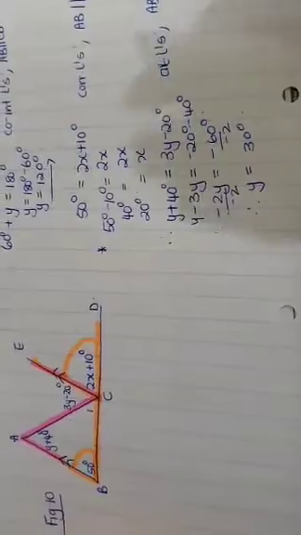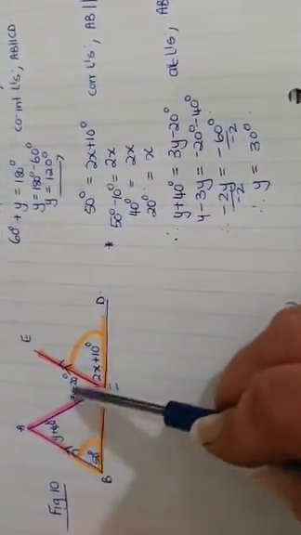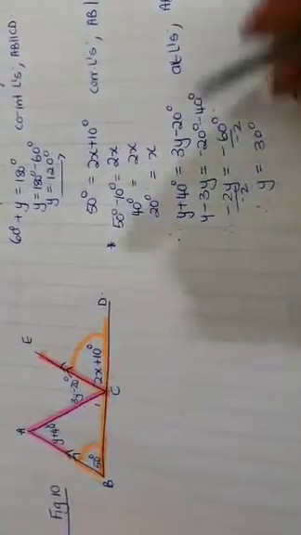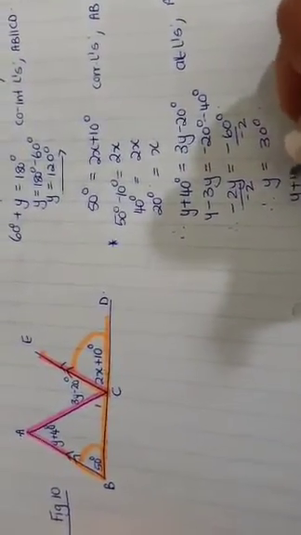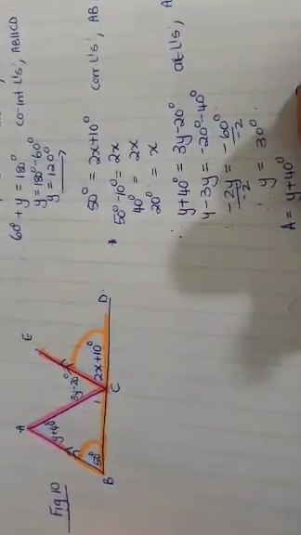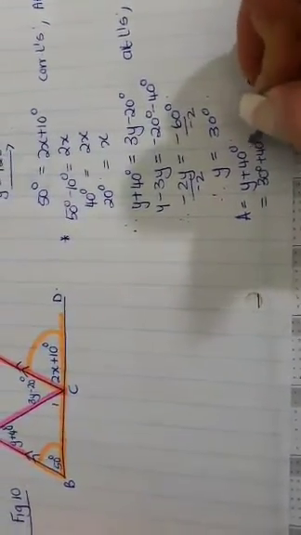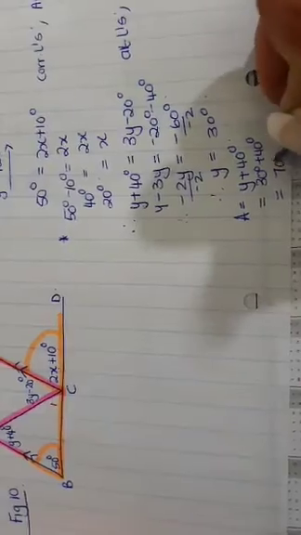And if you are curious as to the actual size of these angles, because they're equal, it doesn't matter which one you pick. So if I pick the y plus 40, which is angle A, you've just found out that y is 30. So 30 plus 40 would make the angles 70 degrees.